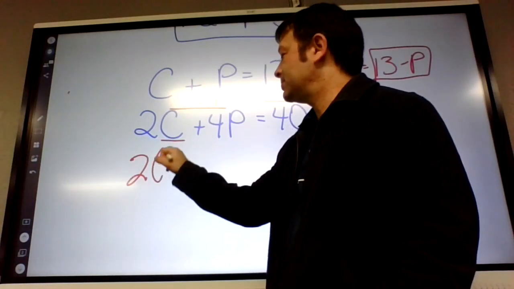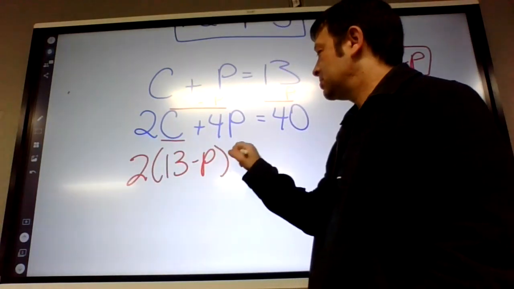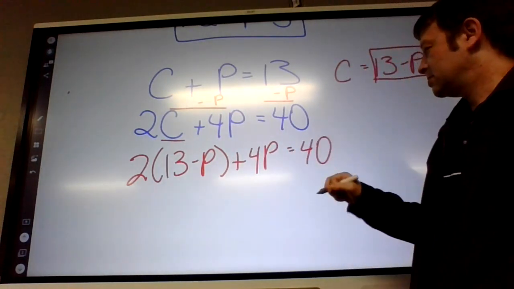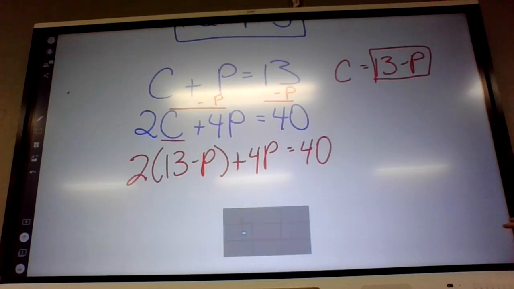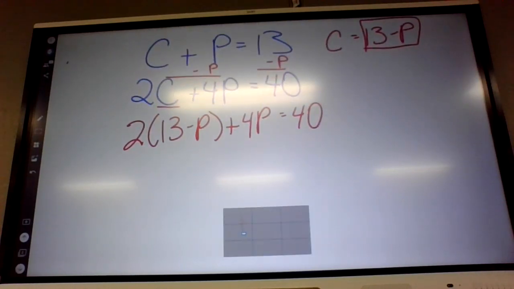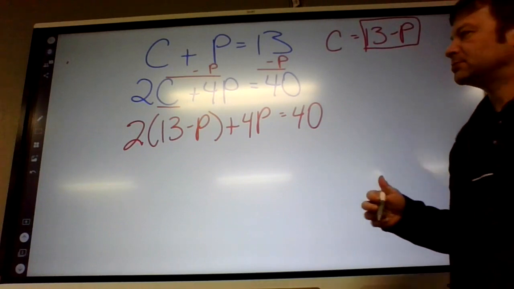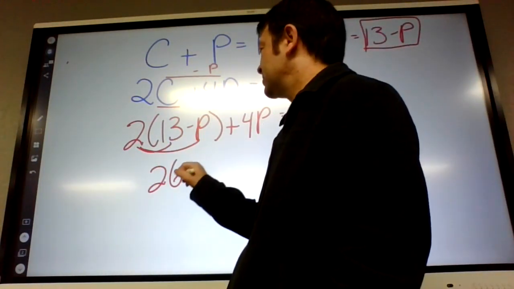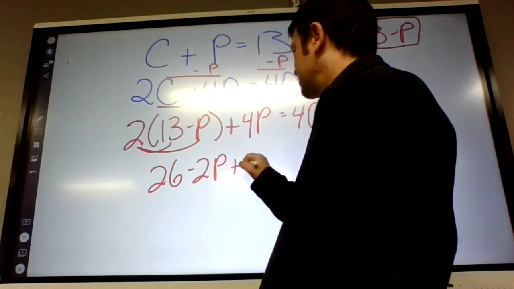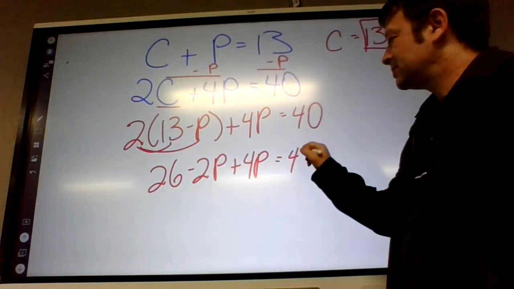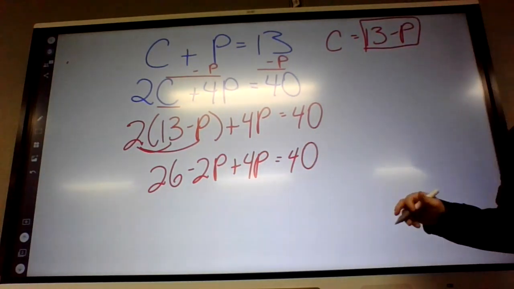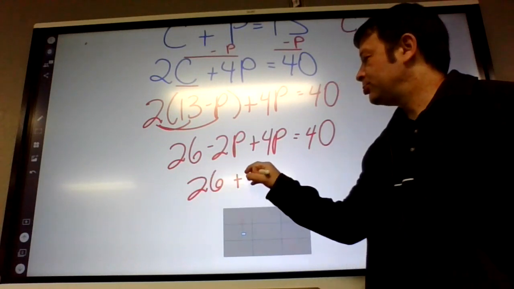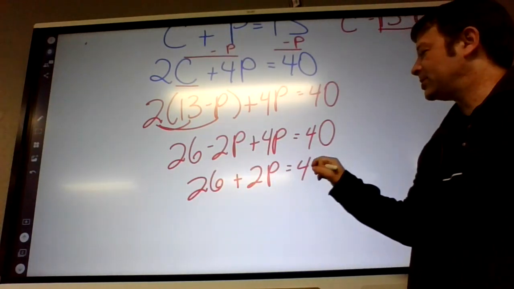So the second equation, times 2. What's negative 2p plus 4p? 2p. Alright, I think I'm going to actually stop right there.